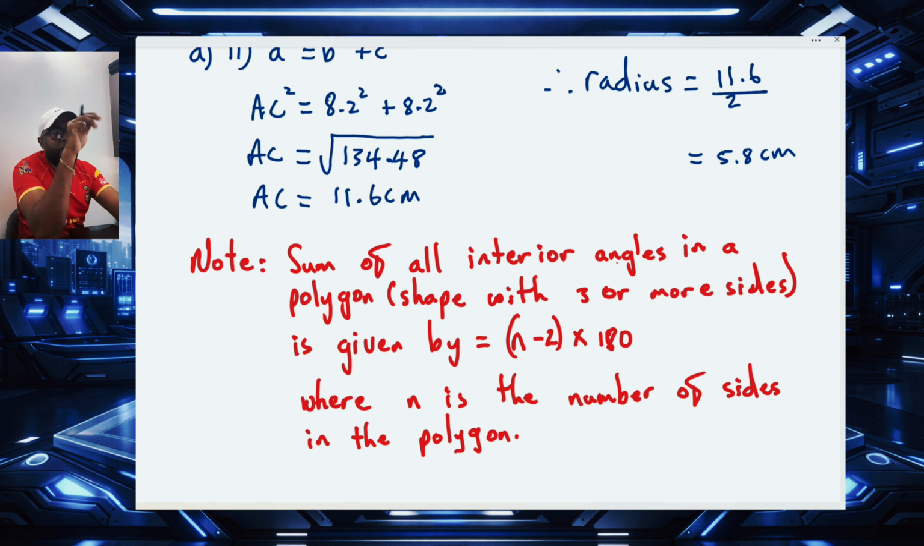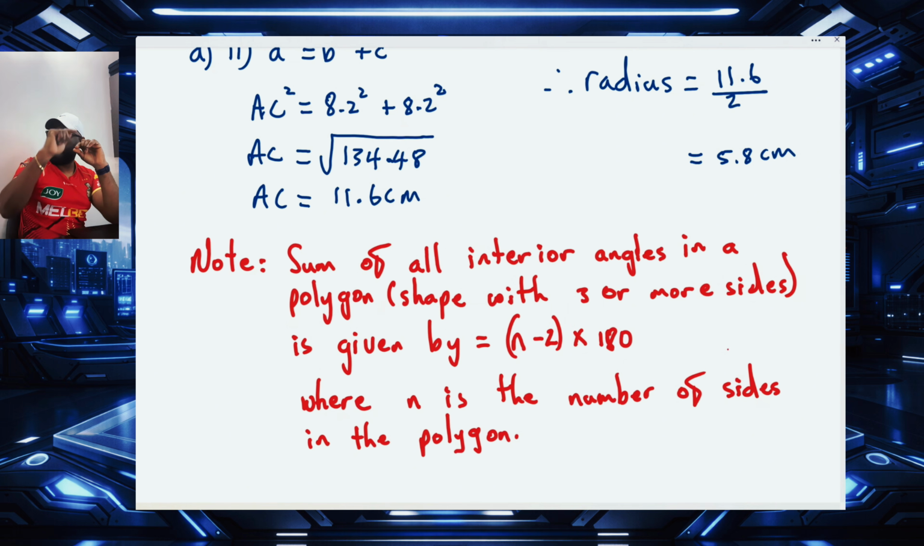So I'm saying the sum of all interior angles in a polygon, being a shape with 3 or more sides, right? So a polygon would be from a triangle going up the road, right? So a polygon is 3 or more sides. And I'm saying that this is given by n minus 2 multiplied by 180. That will be the sum. Sum means the what? Add.